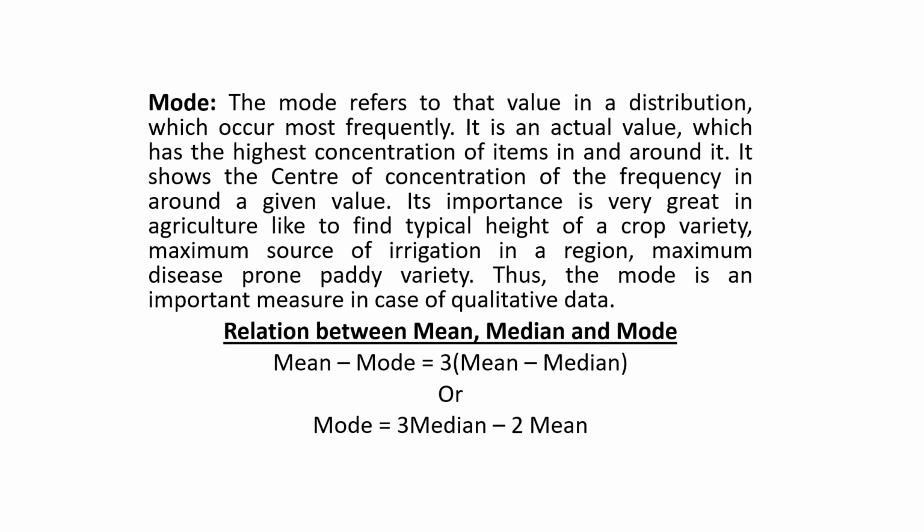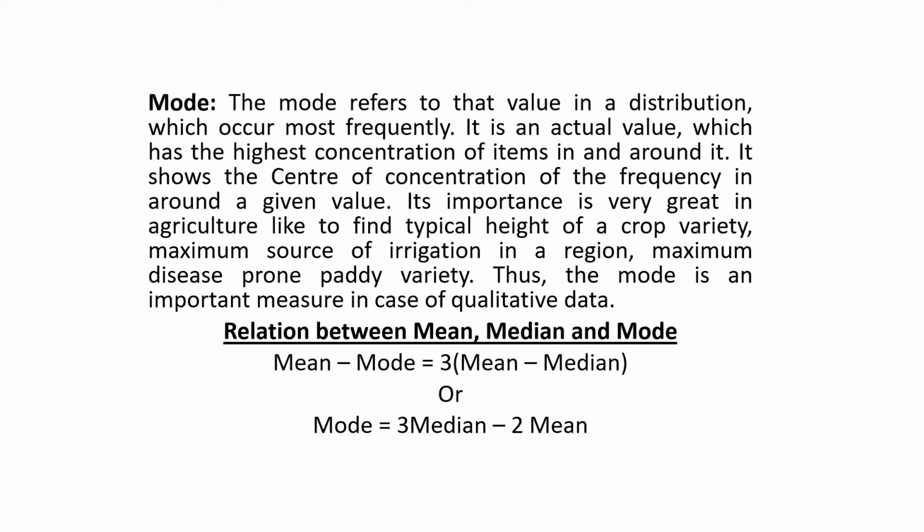Mode. Mode refers to the value in a distribution which occurs most frequently. That is, mode is the value which has maximum frequency. The value which occurs the maximum number of times than any other value in a given set of observations is called mode. The advantages of mode are, it is easy to calculate and understand.